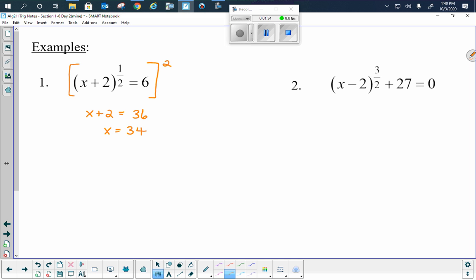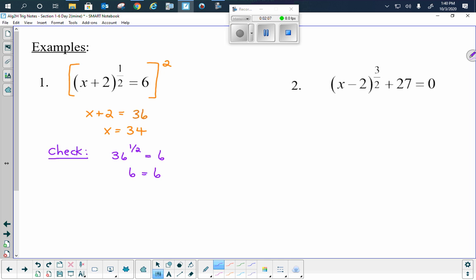Remember, when you square something, you create possible extraneous roots. So notice I am not boxing that until I do my work for my checking. For my check step, I only have one answer that I'm checking. So 34 back into the original. 34 plus 2 is 36. And 36 to the 1/2 is supposed to equal 6. Well, 36 to the 1/2 is 6.